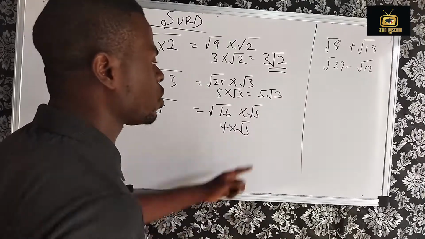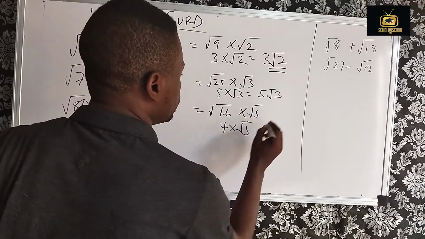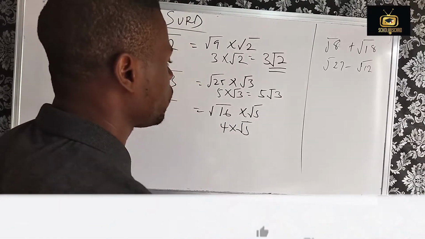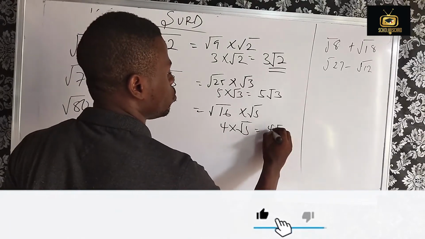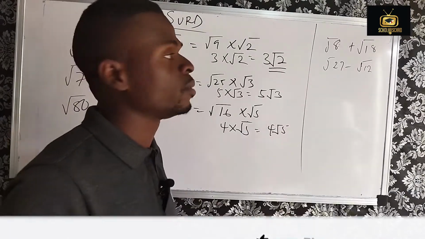There's no way we can get the square root of 5, so now multiply. So 4 times root 5, we got that as 4 root 5. So that's that.